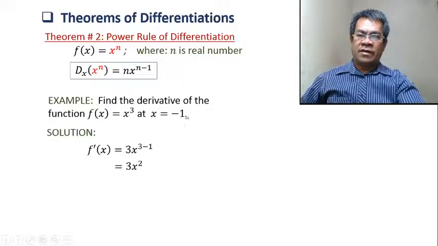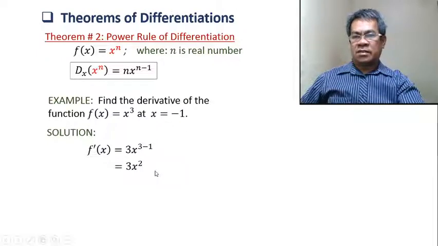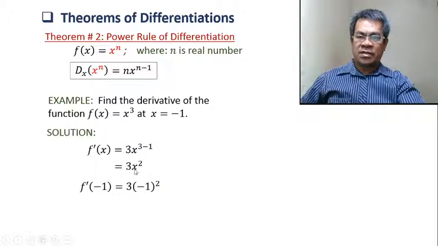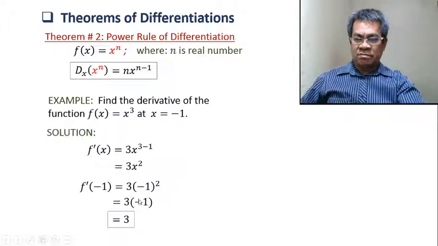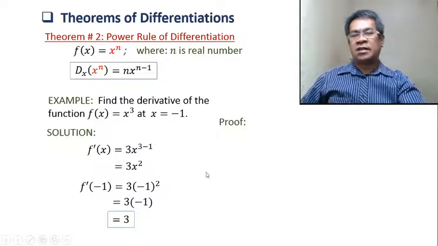Now, finding the derivative at -1, substitute the value of x here, which is -1, and evaluate. By the way, the answer should be, this should be +1. Kindly correct this one. This is positive, because negative times negative becomes positive. So change this to positive. So we have 3 times 1. The answer is 3. That's it. That's the answer.